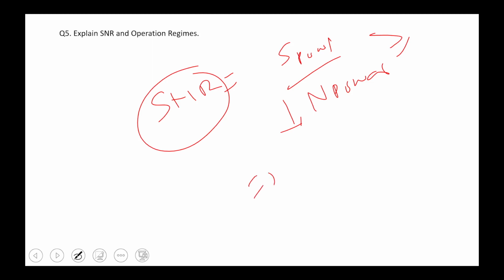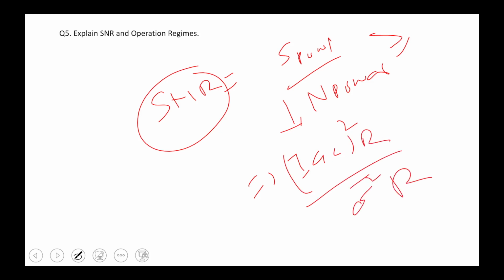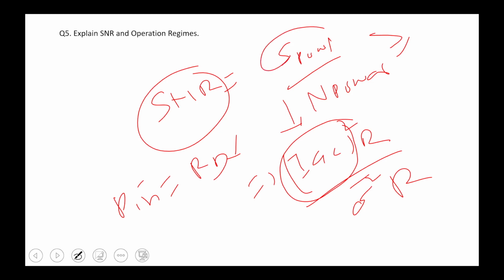So it is defined as I_P square into R upon sigma square into R. This measures the average power of the signal, where R_D is the resistance of the photo detector. The signal power is the product of the responsivity of the photo detector and the input power, and whatever the input power of that light, through this we measure the signal power.